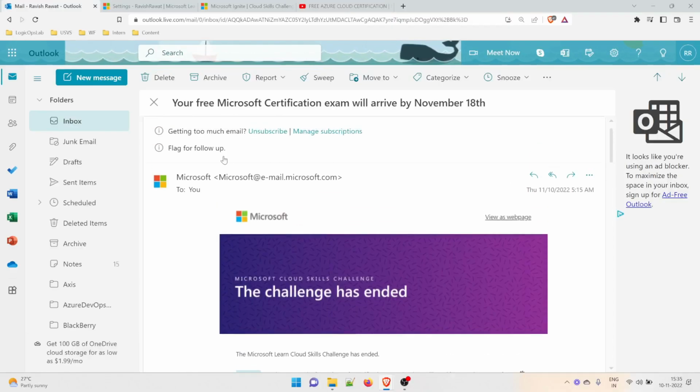Okay folks, so this is the mail that I got today. You can see that the time here is 5:15 a.m., which is today, 10th of November. It says that your free Microsoft certification exam will arrive by November 18th. That was the question I was getting many times, people asking when they will get their certification voucher, and the date is November 18th. Now how do you see it?